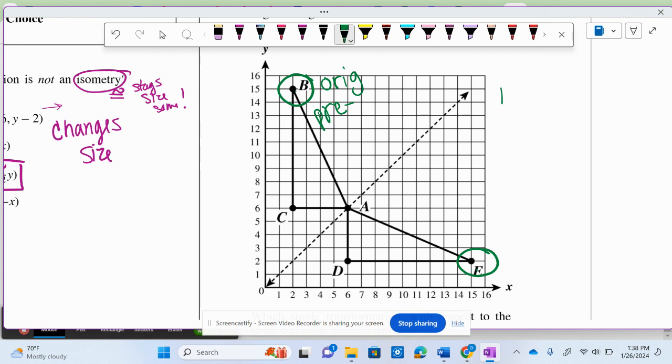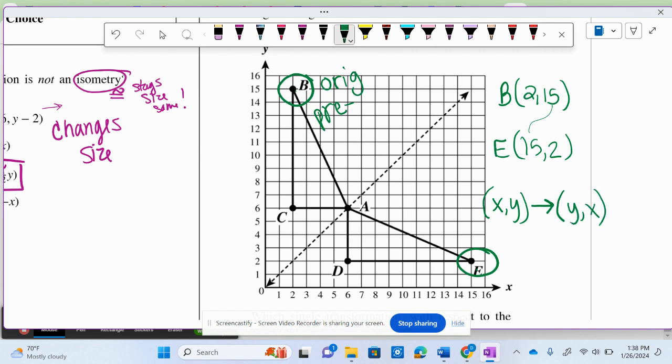So let's write down point B's coordinates. What is the ordered pair for point B? 2, 15. Okay. Let's write down the coordinates for point E. 15, 2. So that means that the rule, when I look at my original shape, x comma y, is transformed so that I brought the y first and then the x. x comma y transforms to y comma x. I'm not trying to memorize any rules. I'm just comparing one point to the next. Does that make sense? Okay.